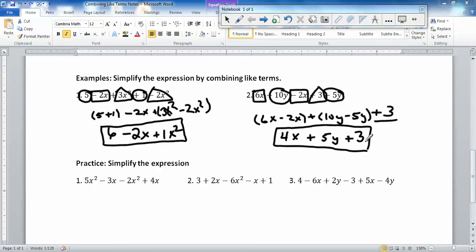Okay. On your own, I want you to try the 6 practice problems at the bottom of the page for tomorrow's lesson.